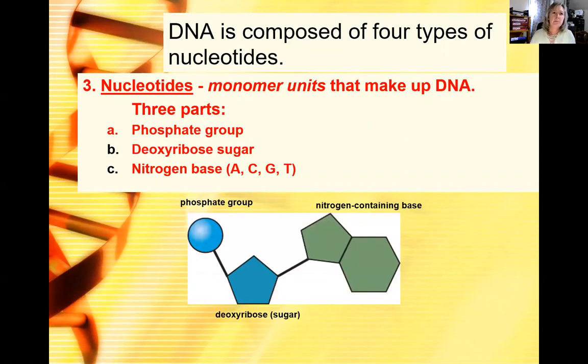So DNA is composed of 4 different types of nucleotides. The nucleotides are monomer units. Mono means one, that make up the DNA. So the 3 parts of the DNA are the phosphate group. So you have a phosphate group here, deoxyribose.